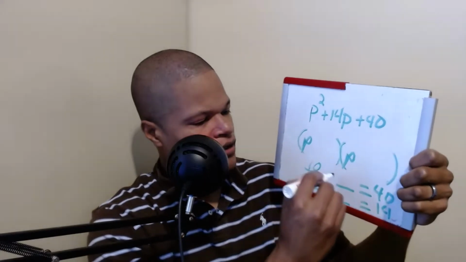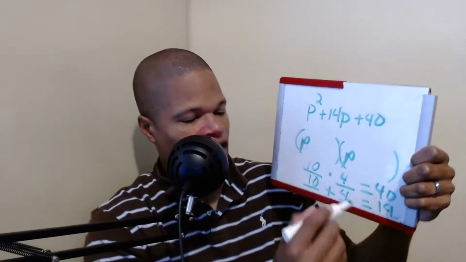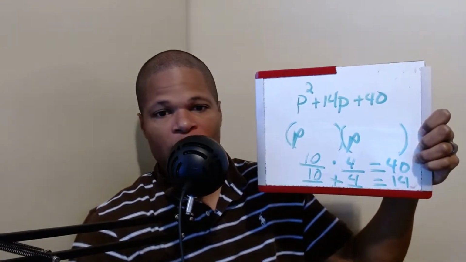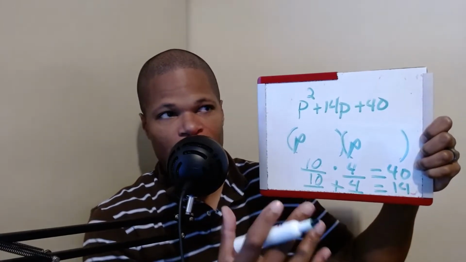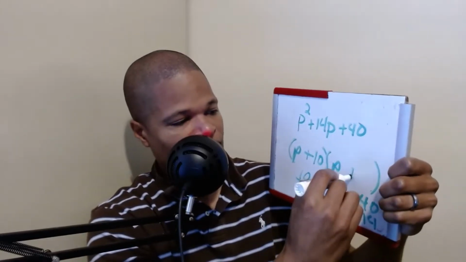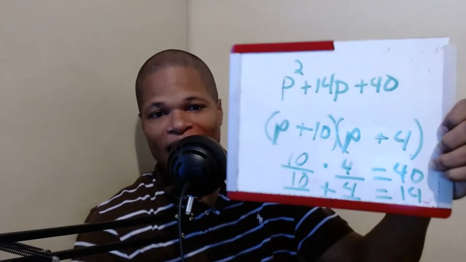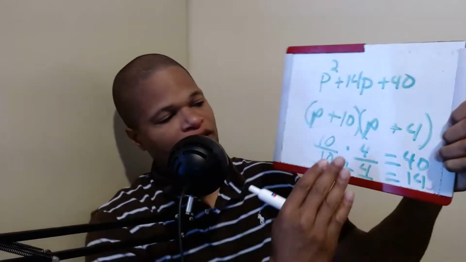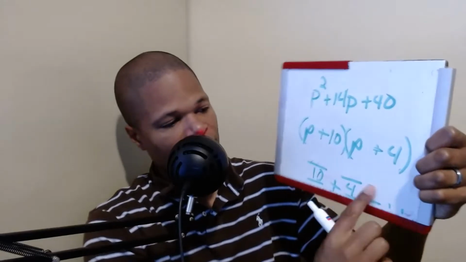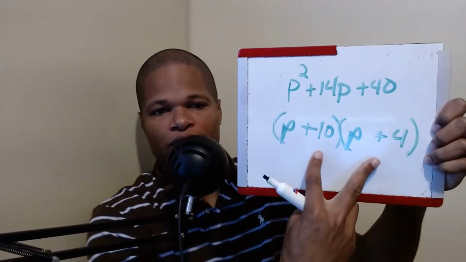So we put that in here. 10 times 4 equals 40. But guess what? If I took 10 and I added 4 instead of multiplying, it also equals 14. So in a sense, it checks both boxes. So I'm going to put a plus 10 for positive 10. I'm going to put a plus 4 for positive 4. And guess what? I am finished. Okay. This is specifically how you factor a quadratic trinomial. It's different than the other kinds. Okay. But these would be considered the factors.